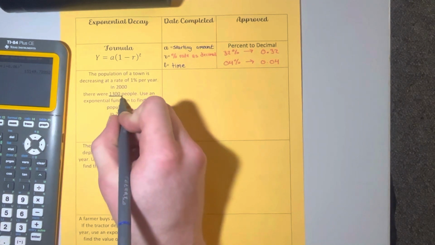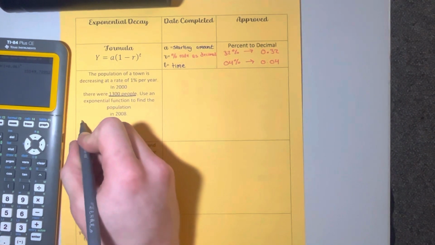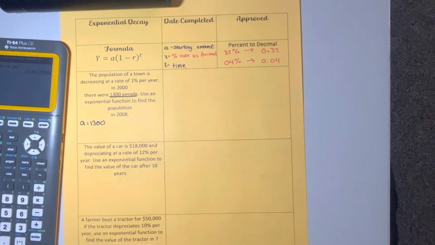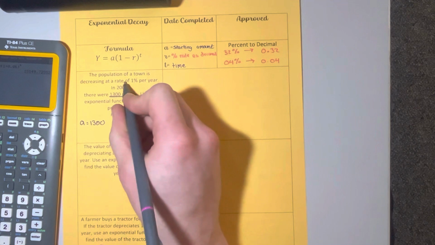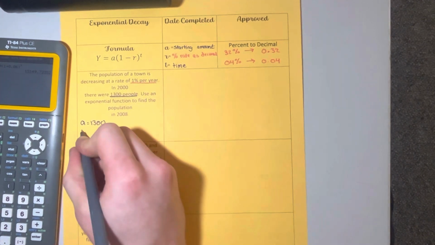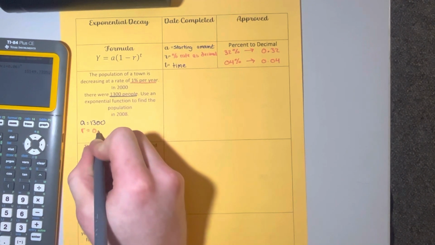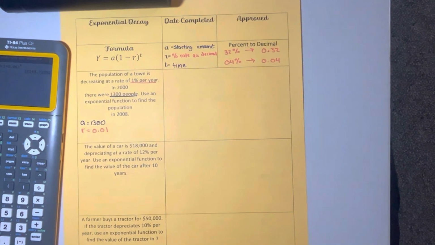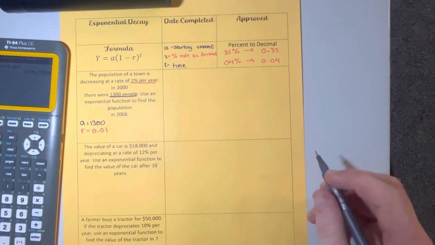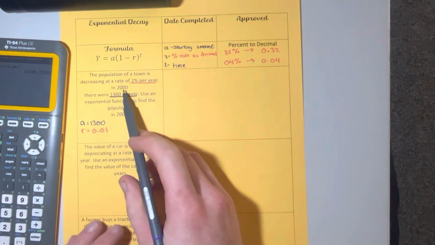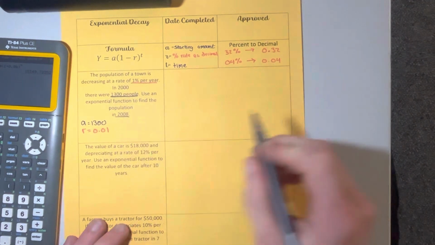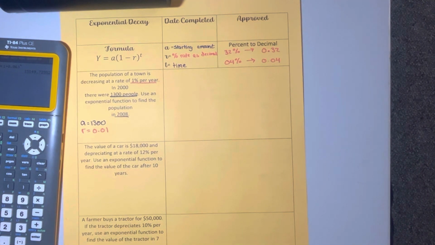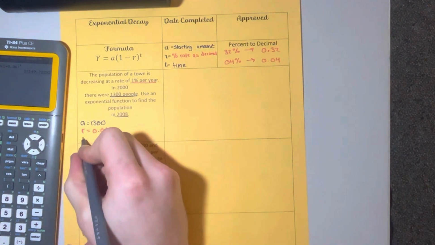So, 1,300 people is my starting amount. My percent rate, 1% per year. As a decimal, 1% is 0.01. And then lastly, we're gonna figure out how long was it? Well, the first year was 2000, and we're trying to figure out by 2008. So we'll just count how many years difference is that. 2001, 2, 3, 4, 5, 6, 7, 8. It's 8 years.